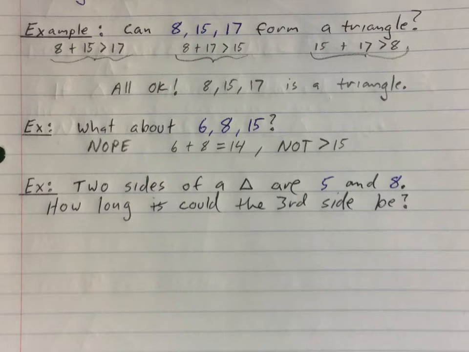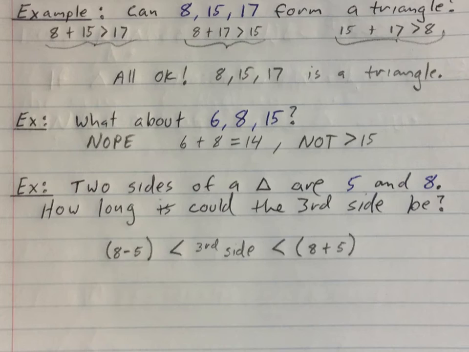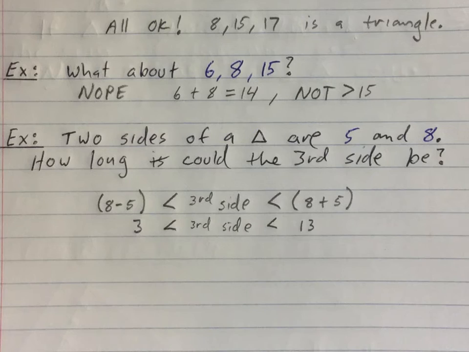So now let's take a look. Two sides, let's say, are 5 and 8. How long could the third side possibly be? Well, the third side has to be bigger than the difference, but smaller than the sum of the other two sides. So 8 minus 5 and 8 plus 5 give us these boundaries. The third side can be bigger than 3, but it has to be less than 13.